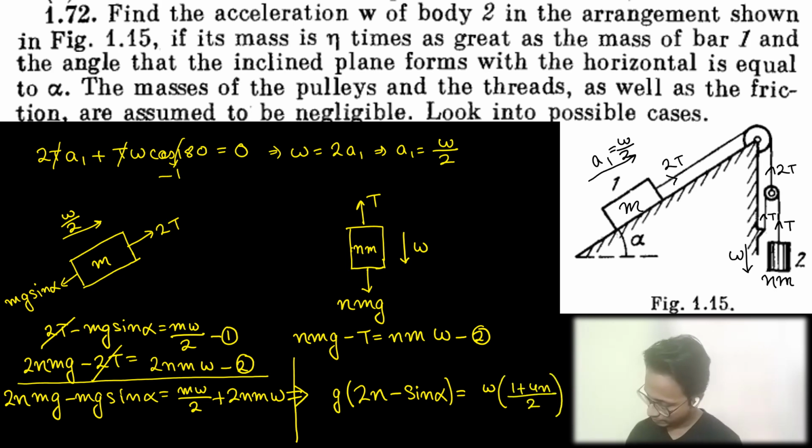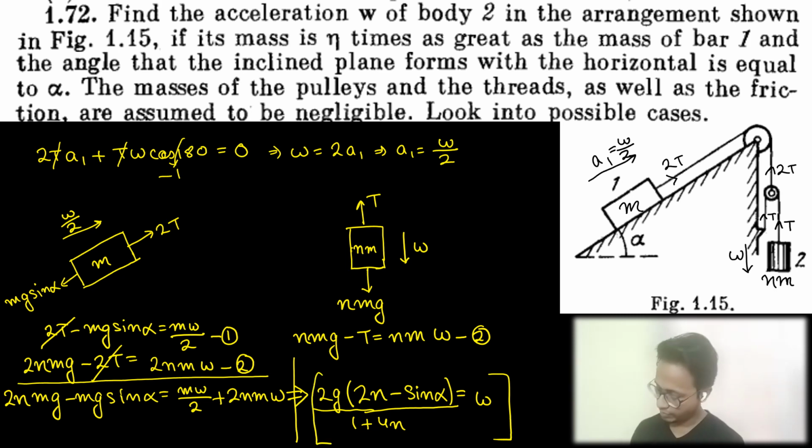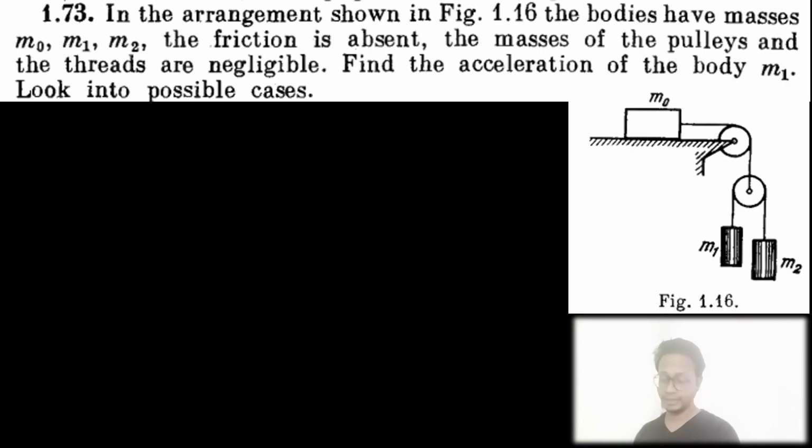Taking the LCM, I can multiply these two out here, which equals 2, so we get erased. And I can divide this entire term out here, so 1 by 4n, 1 plus 4n. So this is nothing but the acceleration of the block. The acceleration of the block is given by this value, twice of g (2n minus sin alpha) divided by 1 plus 4n.